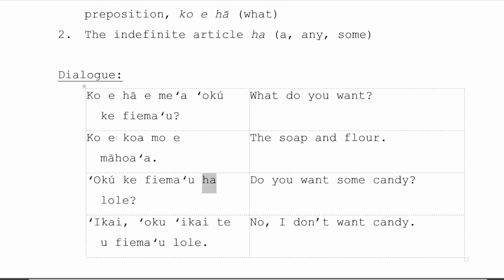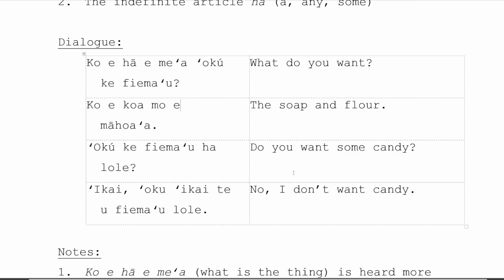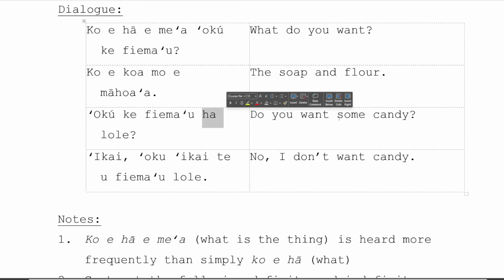We can also see up here, we have koekoa moi mahoa'a. Here we have the alternative to ha, which is e, right? This is the definite article. And so you can see that we translate as the soap and flour, right? We also see that we don't have the definitive accent on these A's. They're just normal A's. And that shows that the speaker in this sentence isn't talking about a particular piece of soap and bag of flour, but this is just saying, this is what I need. I need soap and flour, not that soap and that flour. But in English, we would translate as the soap and flour, whereas this ha, we usually translate as some, or if it's a singular thing, unlike candy.